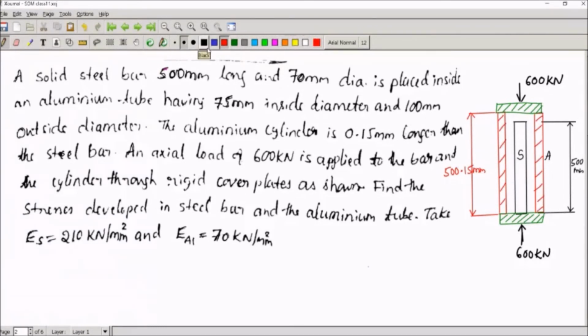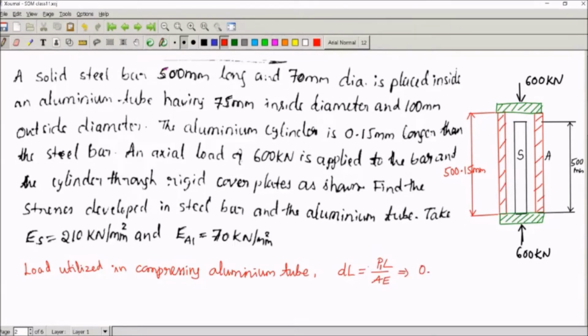Before applying the load, initially there will be a small gap of 0.15 mm because aluminum tube is longer than the steel bar. A part of 600 kilonewton will be utilized by the aluminum cylinder to undergo a compressive deformation of 0.15 mm. DL is equal to PL by AE. I'll call it as P1. I have to find out P1. If I substitute deformation as 0.15, P1 is the length of aluminum tube, 500.15, divided by A.